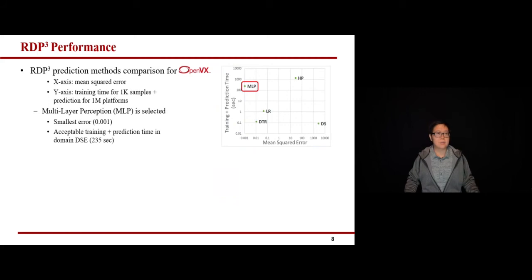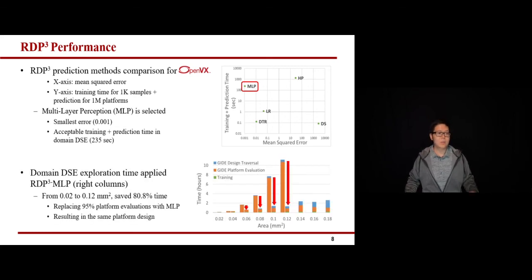Here is the RDP-Cube performance for OpenVX. From the figure, we can see the multi-layer perceptron has the lowest error, and its training and prediction time is acceptable, which is also fast compared with the domain DSE exploration time. After we apply the MLP to domain DSE, it can save 80% of the exploration time, and as the area budget increases, we found the domain DSE exploration time becomes acceptable.